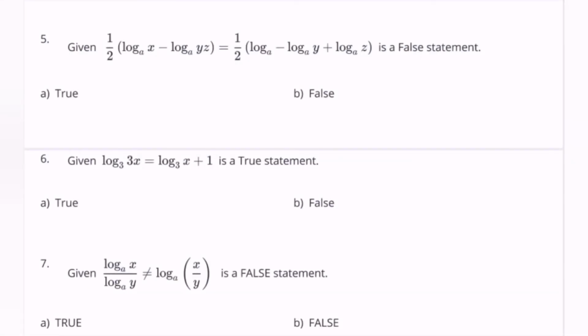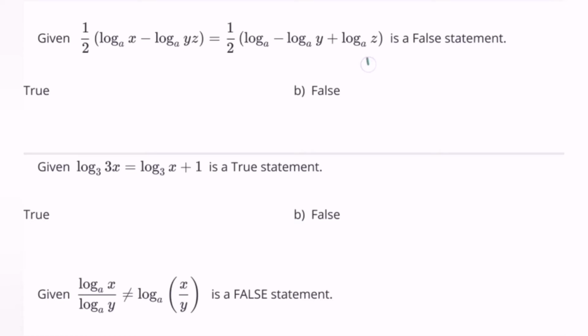Next, kindly refer to question number 5. Refer to the situation and focus on the left hand side. So we will have 1 over 2, bracket, where we have log base a of the value x minus. Focus on this part where we have log base a, bracket, where we have y, z. So here we have to use the logarithmic addition identity.